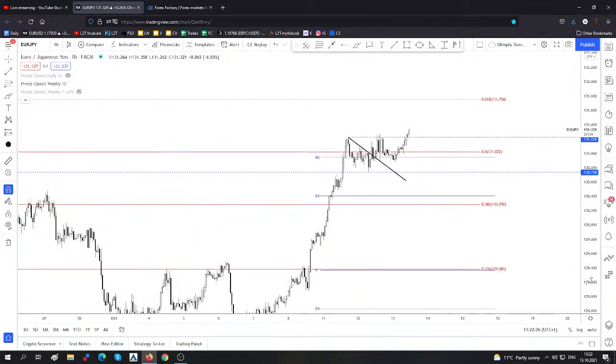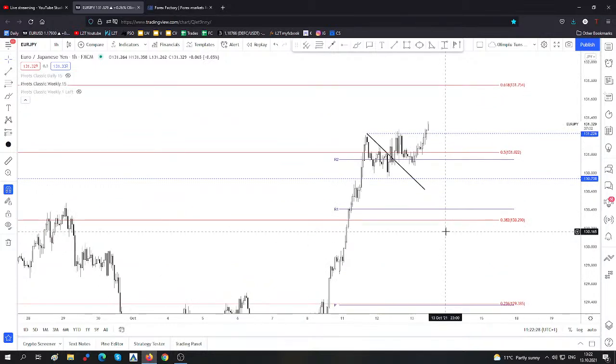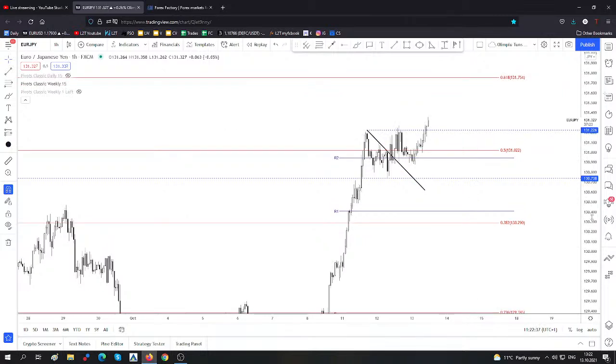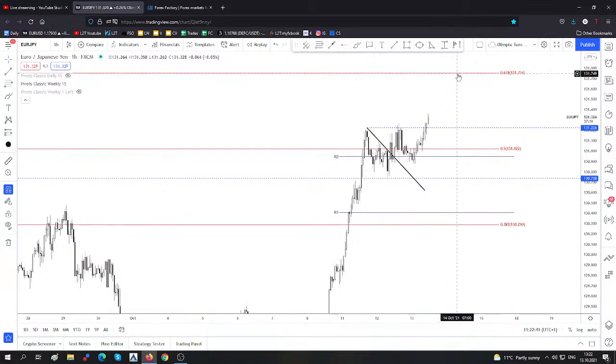Right now it has registered a new higher high. It has jumped above 131.22, so the bias is bullish, and staying here, stabilizing above this former high static resistance, it could resume its growth maybe towards the 61.8% retracement level, 131.75, guys. So this was only a temporary consolidation accumulation here.